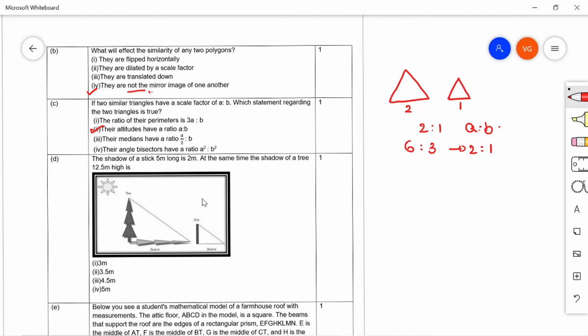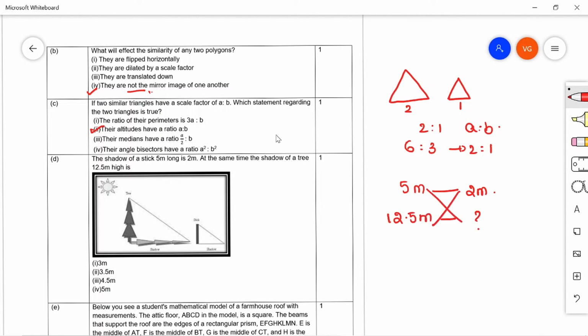Coming to the fourth, that is question number 18 part D. The shadow of the stick which is 5 meter long is 2 meter. At the same time, the shadow of a tree of 12.5 meter high is? So this one has nothing to do with the case study here. Directly you can do it. See here, for 5 meter long, 2 meter is the shadow. For a 12.5 meter long tree, how much will be the shadow?